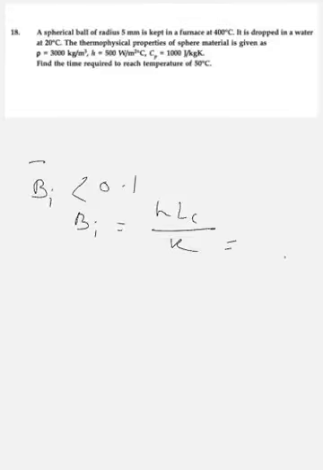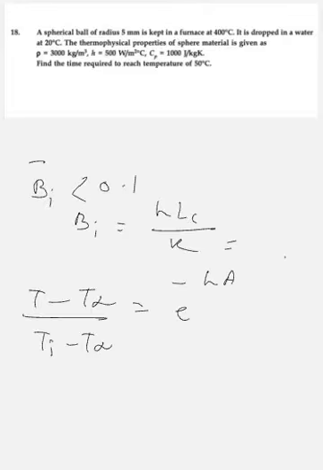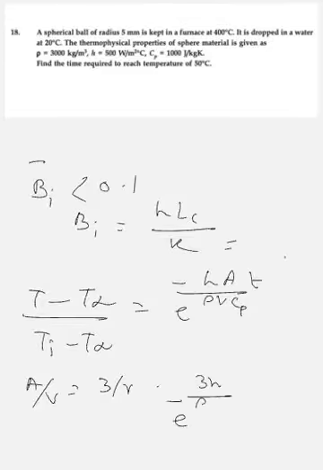The temperature variation equation is (T minus T infinity) by (Ti minus T infinity) is equal to e to the power minus of HA by rho V Cp into t. Now this is the most important formula. Now for the sphere, A by V is 3 by R. So the exponential term simplifies to e to the power minus 3H by rho into Cp into R into t. Okay, that makes calculation much easier.